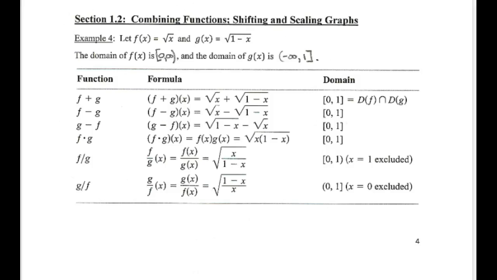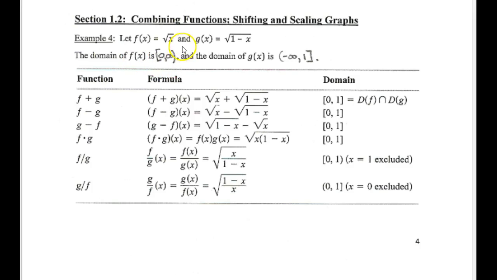Okay, everyone, we are now into section 1.2, combining functions, shifting, and scaling graphs. So in this first example in this section, example 4 of the course, we're going to consider two functions: f of x equals the square root of x, and g of x equals the square root of 1 minus x. So of course, let's first think about each of these separately, and consider the domain of f of x.